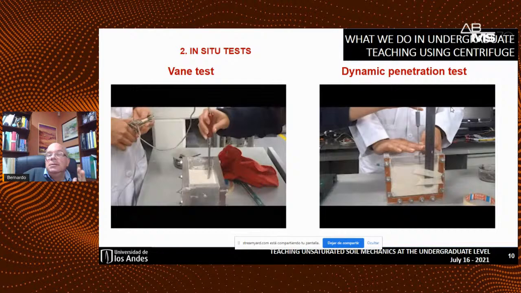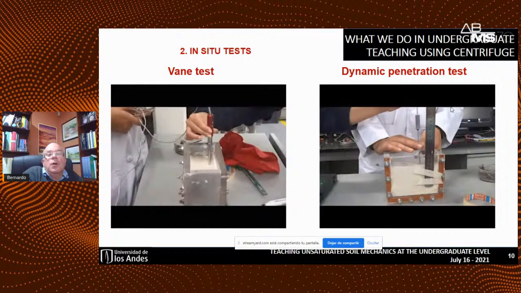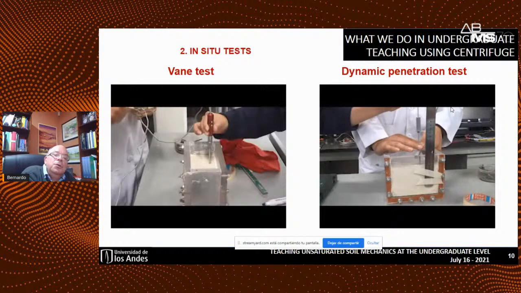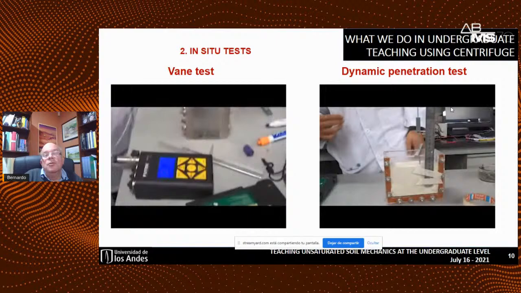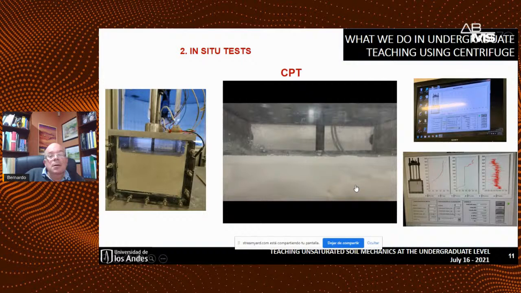And the first set of tests on those models that were consolidated at different vertical stress are in situ tests. For example, we perform vane tests on the left of your screen and dynamic penetration tests on the right. And also a CPT, a mini CPT, of course. So you can move the small cone and you measure mainly the tip strength. And afterwards, we compare the different results of the soils that were consolidated at different consolidation stress.